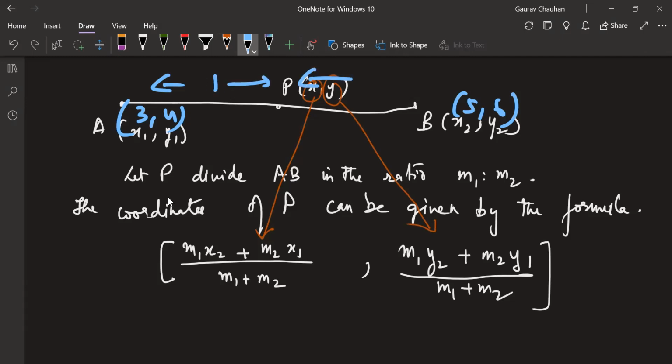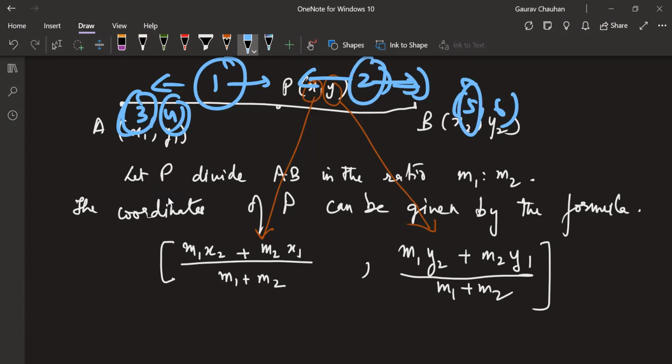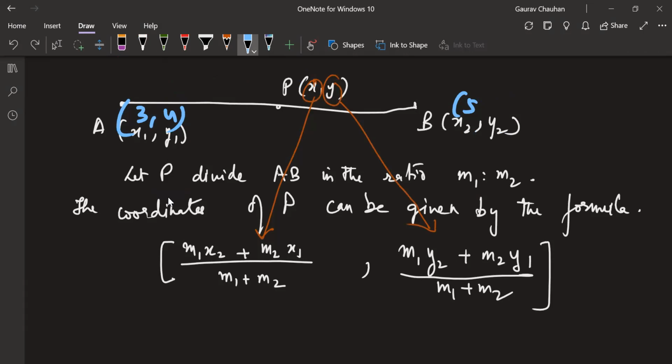Will you be able to find that point P? Just put it in the formula. M1 is 1, x1 is 3, y1 is 4, m2 is 2, x2 is 5, y2 is 6. Just put that in this formula and you get the point P. Are you good with this? So under section formula, I want you to take this much down.